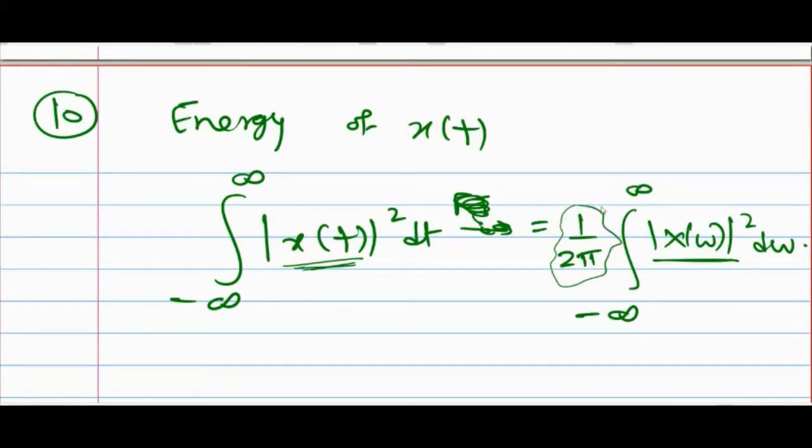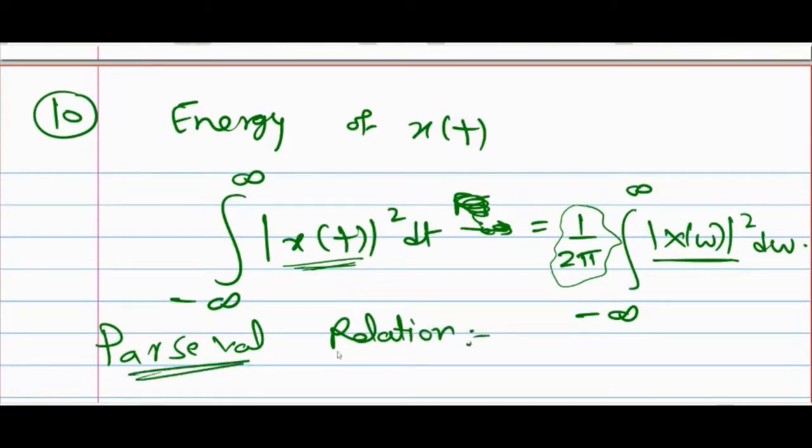I hope this new property is clear to you, that both have the same energy but a factor of 1 upon 2 pi is there. Okay, this relation is called Parseval relation. और अभी कॉम्पिटिटिव एग्जाम में ये रिलेशन काफी यूज में है.